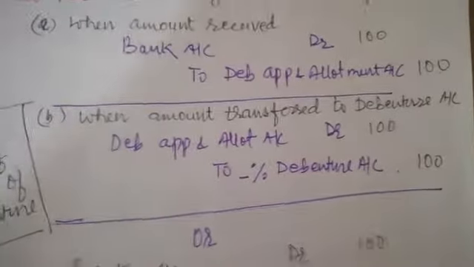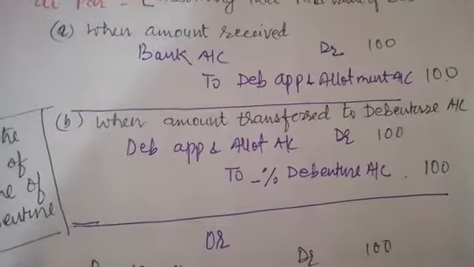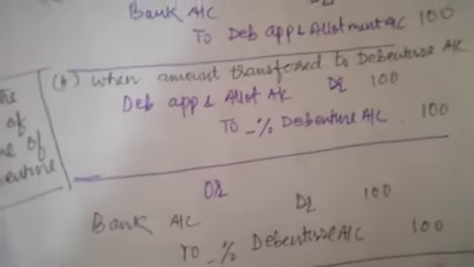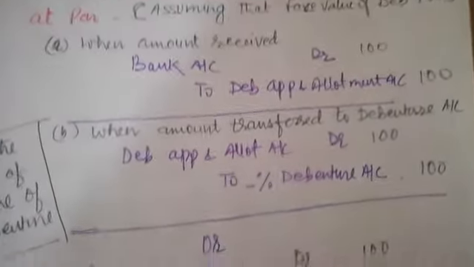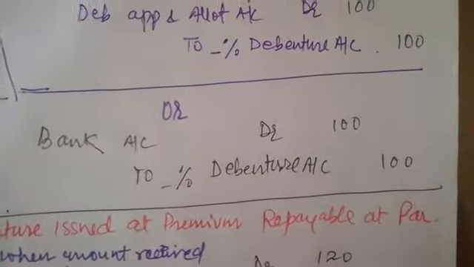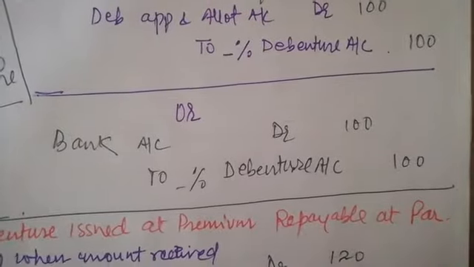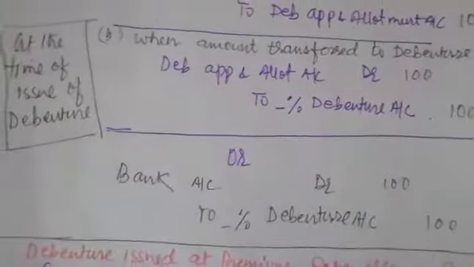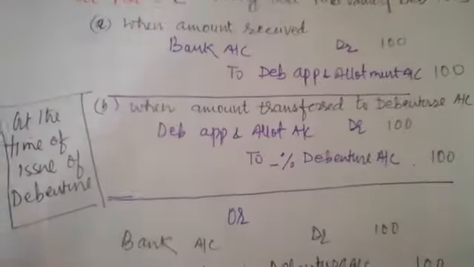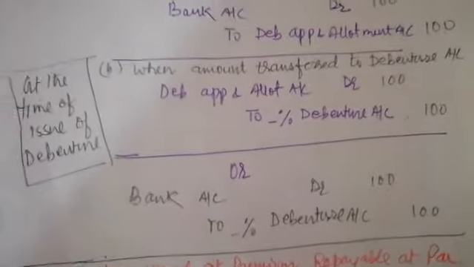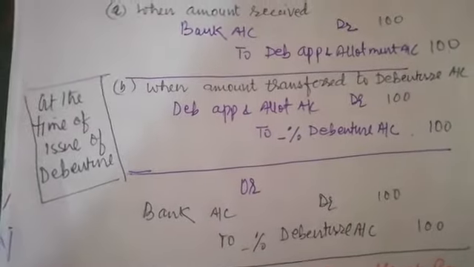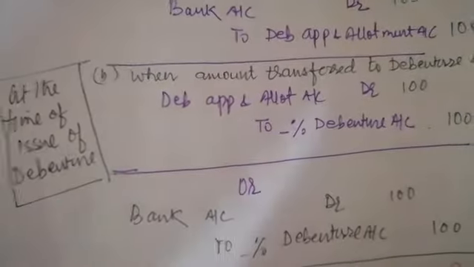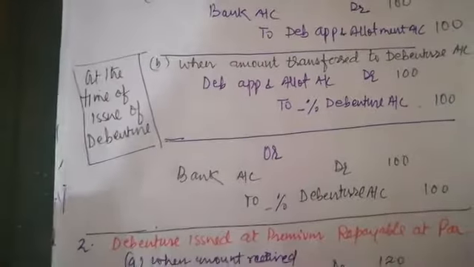And after this we can make a compound entry, or a single entry, for this condition. If we go with the single entry, the entry will be Bank Account debit to percent Debentures Account, 100 rupees. So no problem, you can go with the two entries, or you can pass the single entry for the issue of debentures. These entries are passed at the time of issue of debentures.